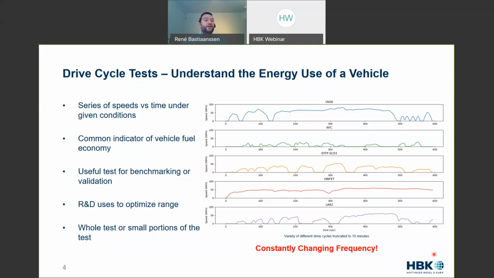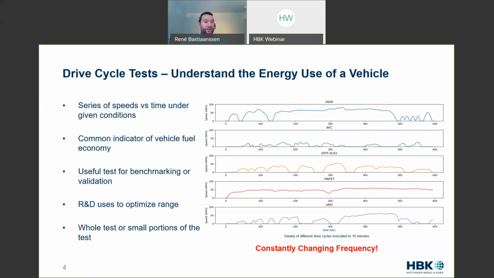And it basically shows you how much distance you can get out of one battery charge, for example. It's a way of measuring fuel economy. Also, research and development departments typically use these either as a full cycle or just the portions they are interested in to look into how to optimize the drivetrain. And the key takeaway from this picture is it's a constantly changing frequency. So it's never a machine running at a steady state.